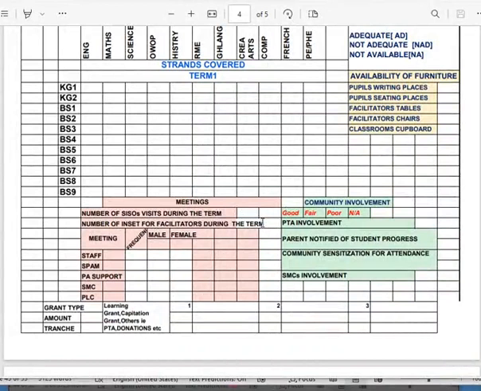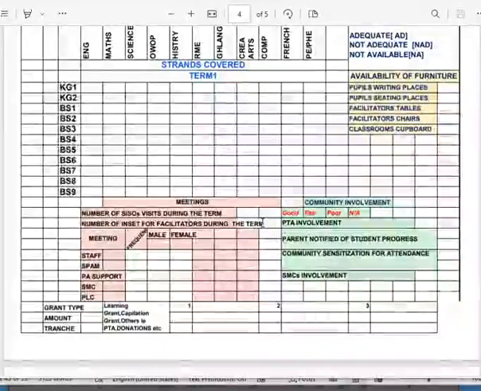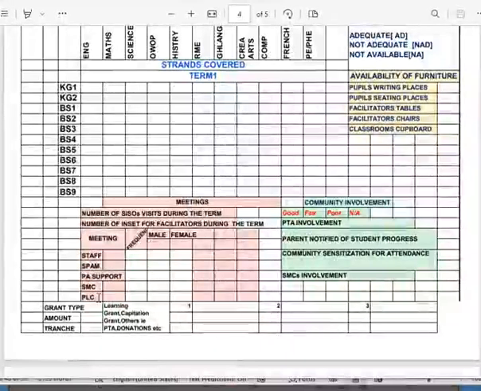So every school is supposed to have in-service training for the facilitators within the term. So you put it over here. All right. Then meetings. These are the meetings: staff meetings, PTA support, SMC, PLC.